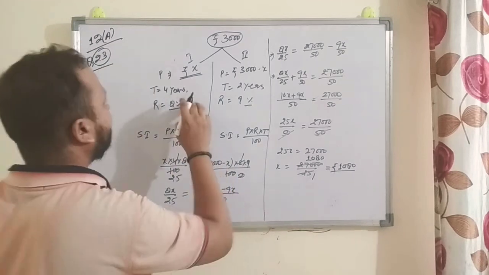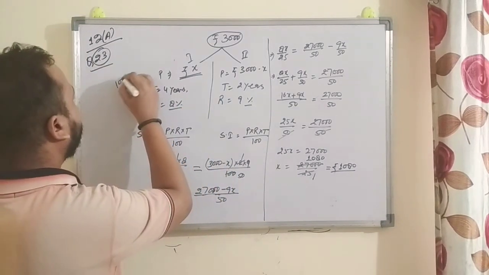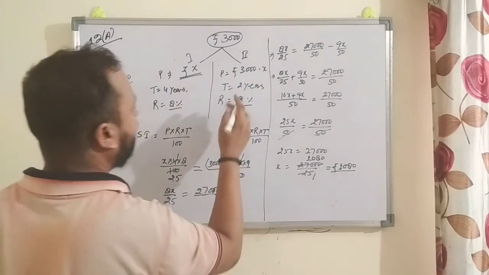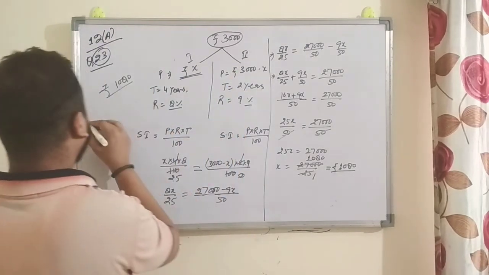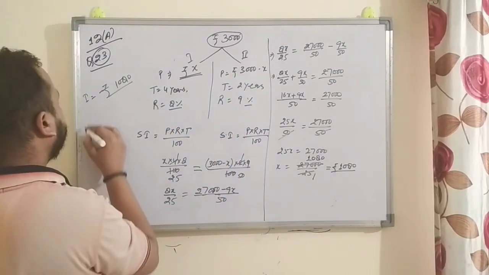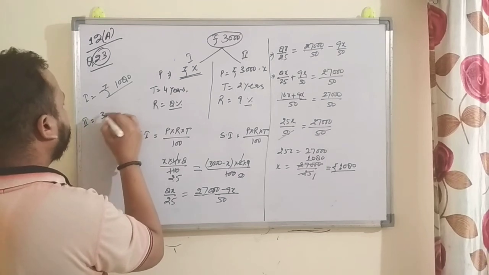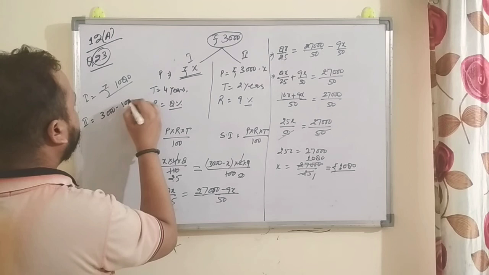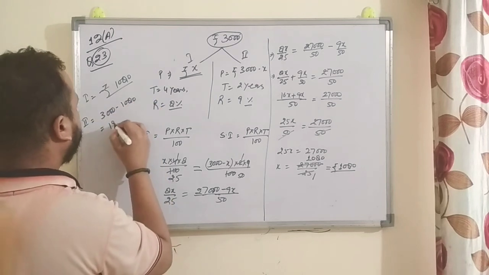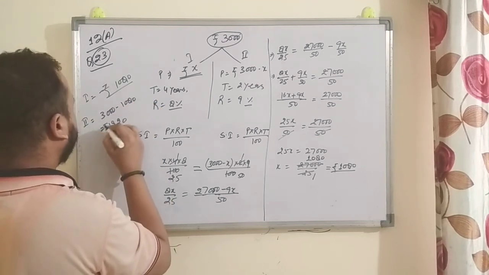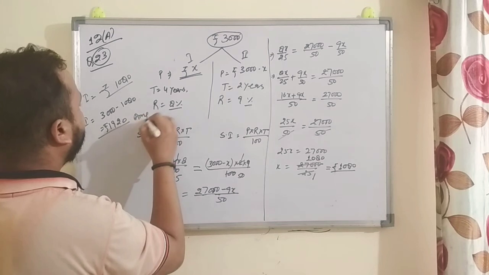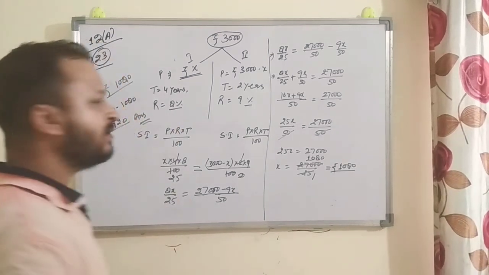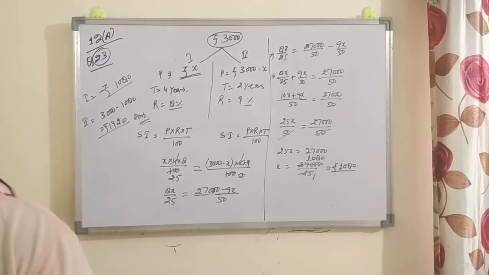So this part is 1080 rupees, right? Here I am writing it. This is the first part. So the second part is 3000 minus 1080, so that is 1920 rupees, right? They are your answers, right? So this way you can solve.